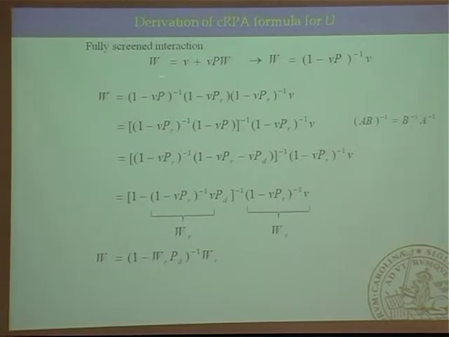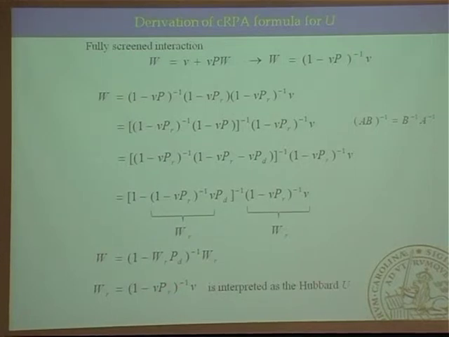So this is the original equation. This equation can be rewritten in terms of PD, which is the polarization just for the model, and this WR. So this WR is a partially screened Coulomb interaction, because I only have a PR here. This is the original expression with the full P, and here I only have a PR. So this is a partially screened interaction.